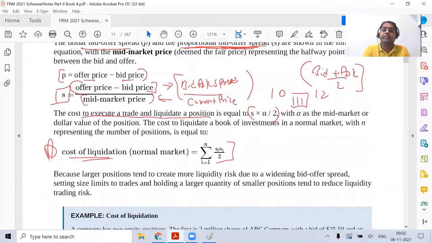S, which we have already used, and alpha divided by 2. Alpha over here is the mid market or dollar value of the position. That means we are converting everything into dollar value, even if that means the entire dollar value.